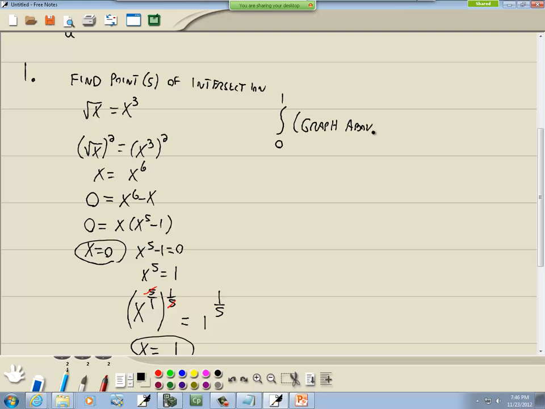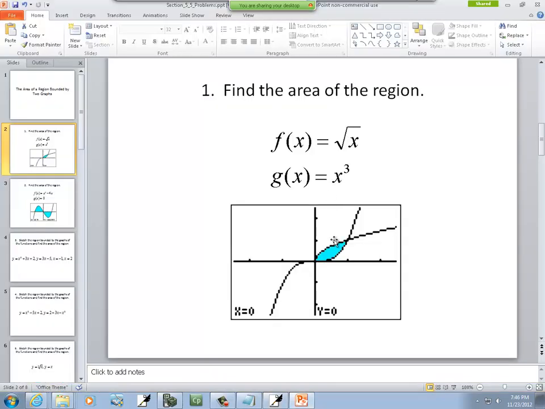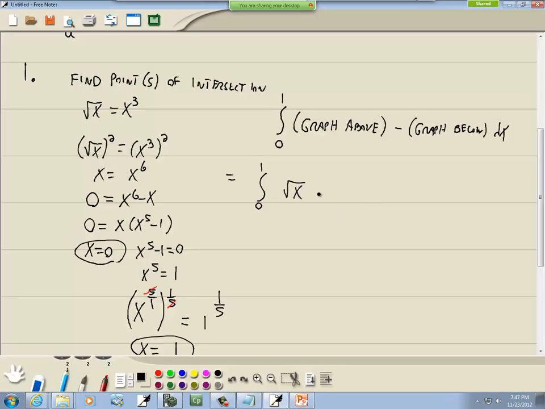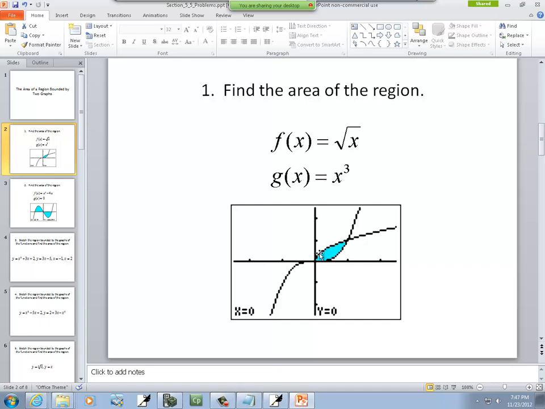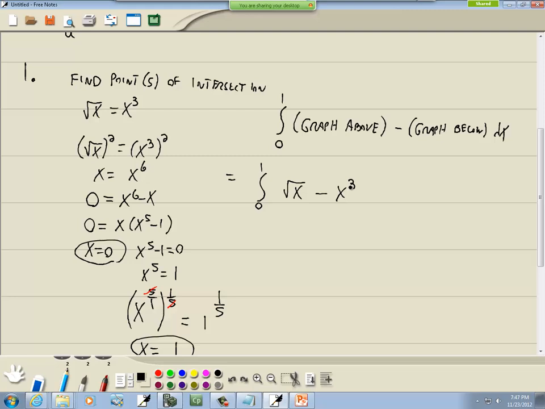Graph above minus graph below. Well, graph above is this square root of x, so we'll put that first, minus the graph below, which is the x to the third, dx. Okay, so this will be 0 to 1. This is x to the 1/2 minus x to the 3rd.